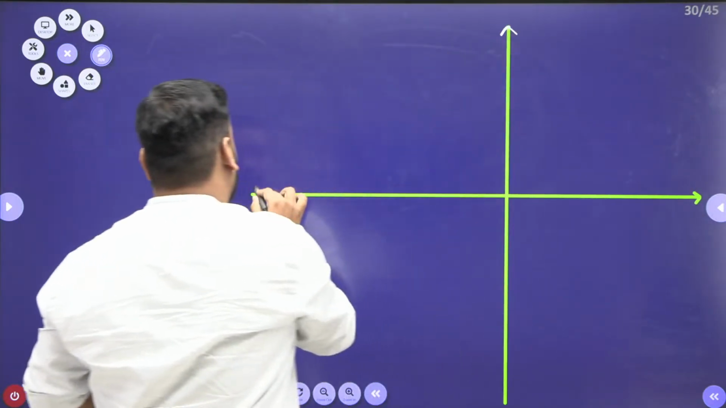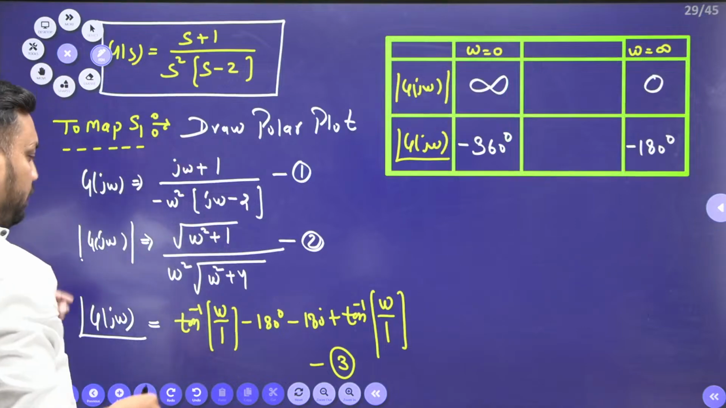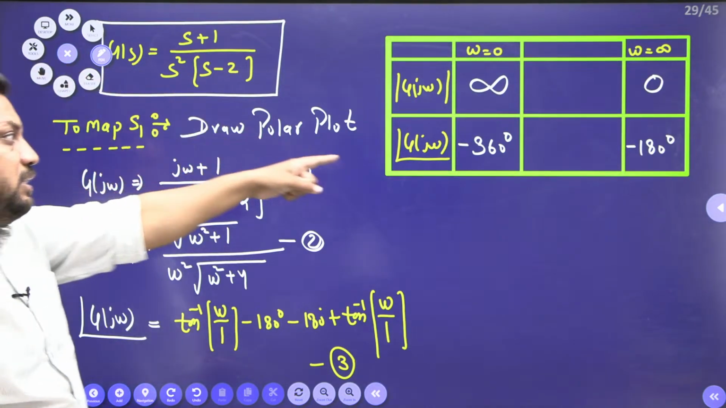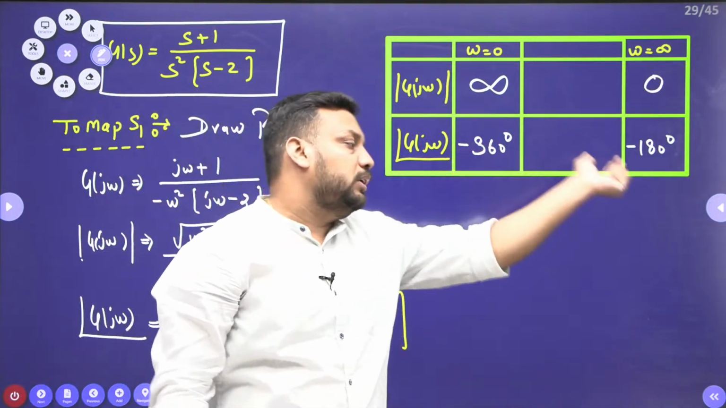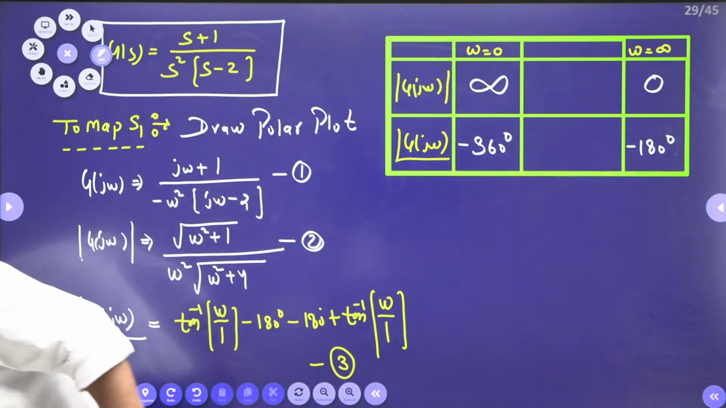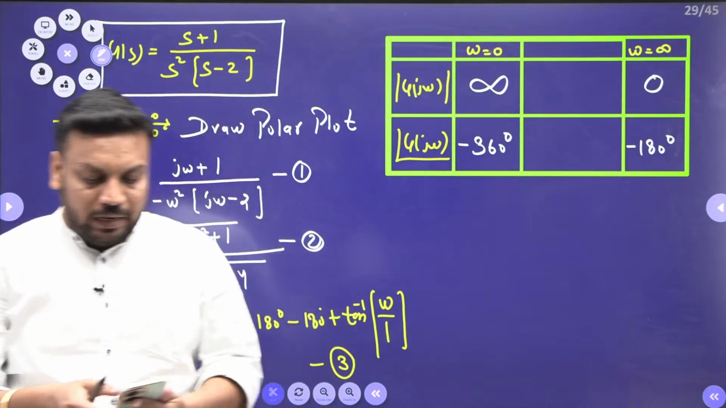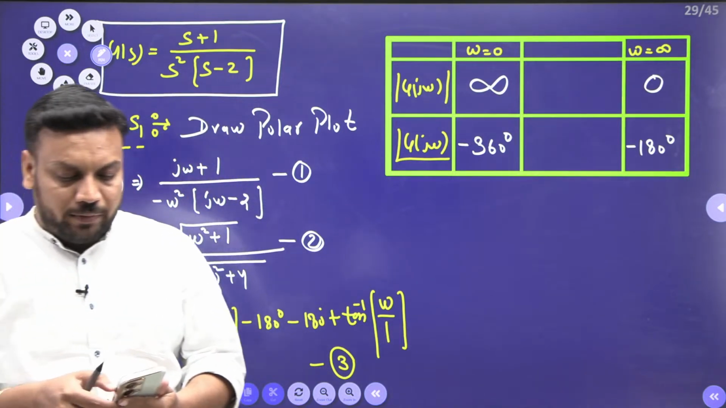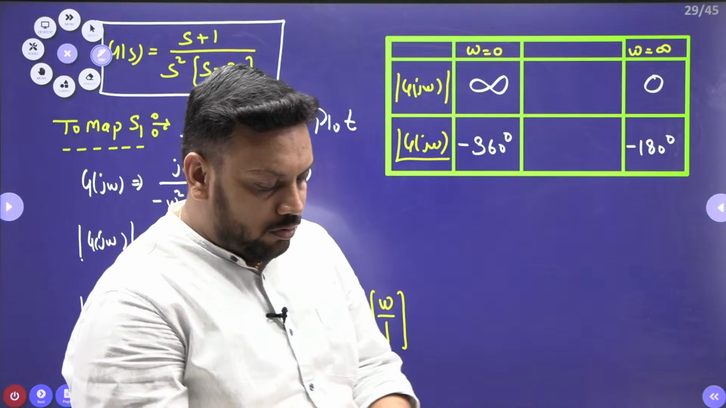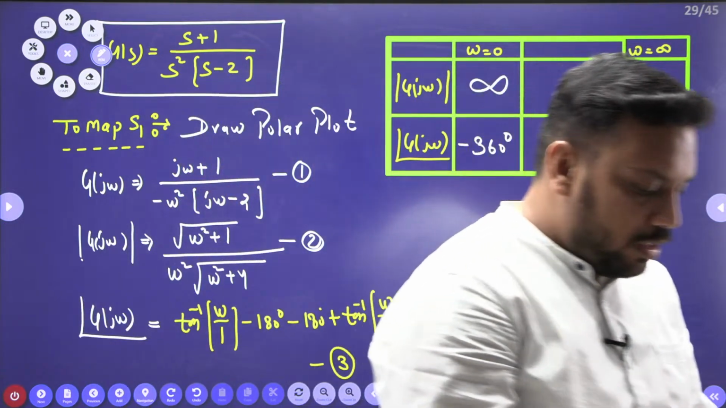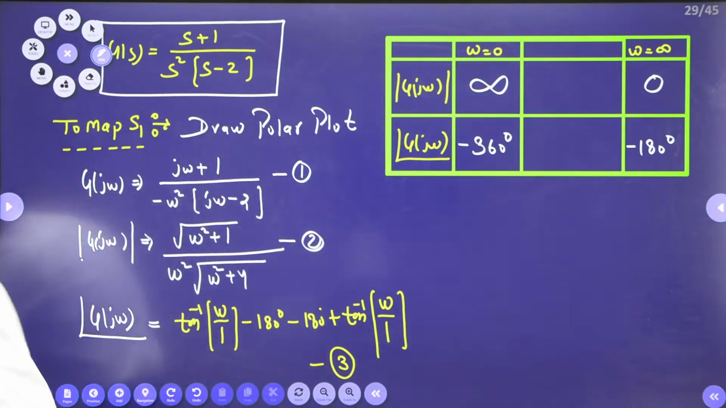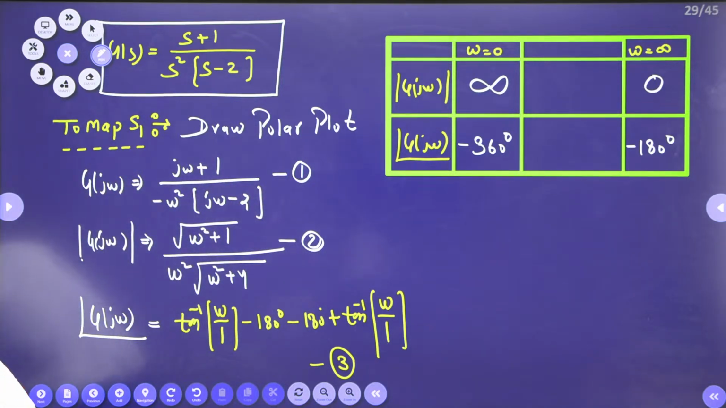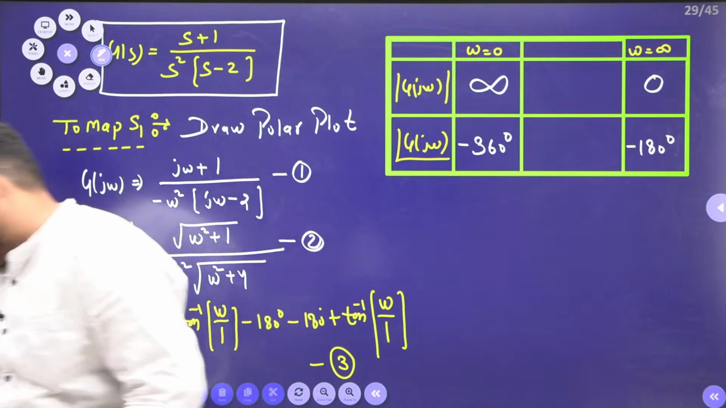Tell me, guys, in the polar plot from minus 360 to minus 180, what do you need to add in minus 360 so that it becomes minus 180? We should add plus 180. Plus 180 means we should travel anti-clock or clockwise? Manik, should we travel anti-clock or clockwise? Tell me.